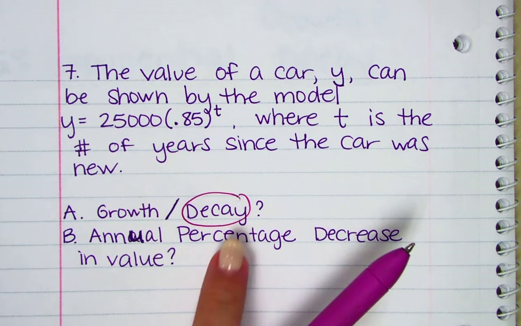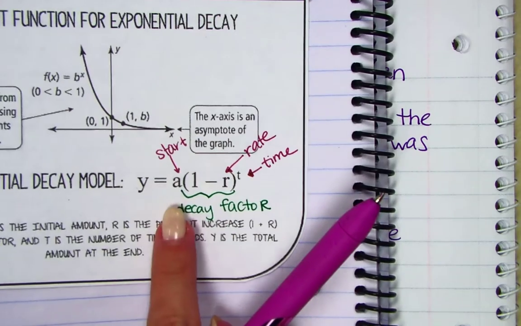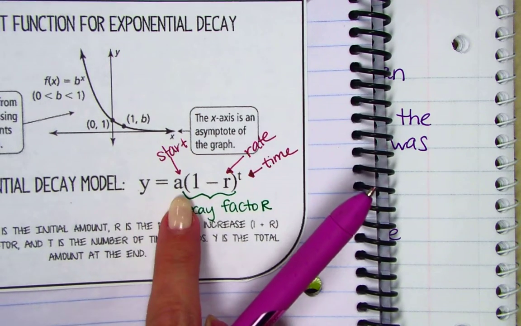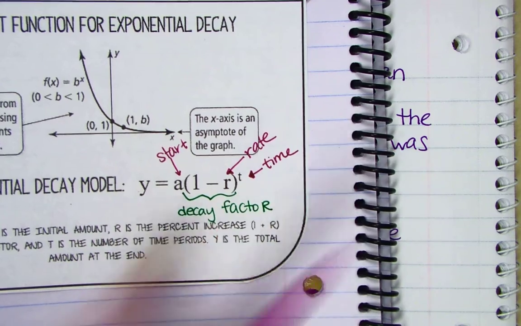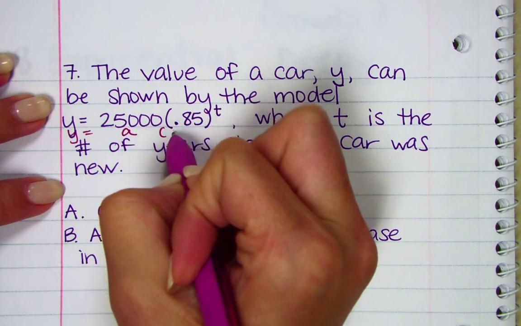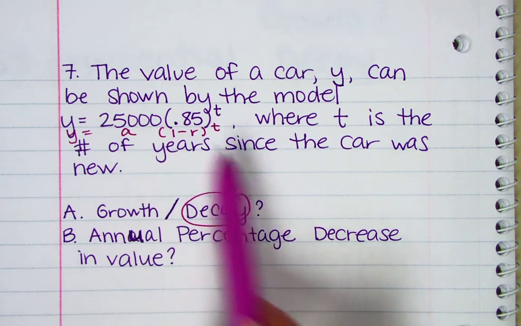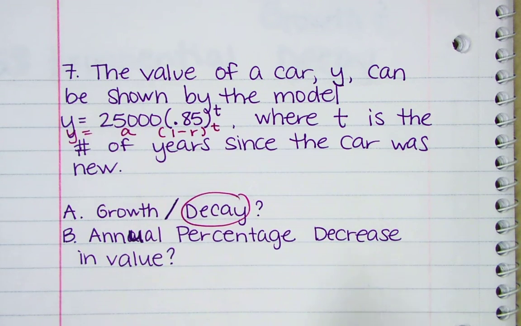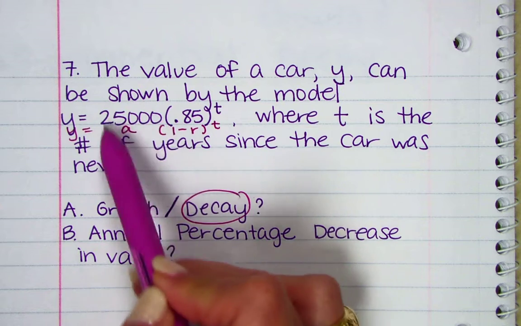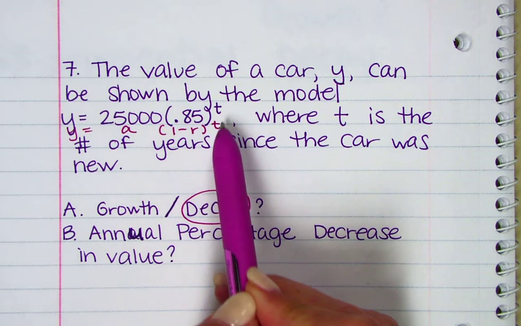We determined that this is decay, and since we know that it's decay, I'm going to flip back to the first page we put in here and look at my decay equation. It's Y equals A times 1 minus R to the T power. I'm just going to write that here: Y equals A times (1 minus R) to the T power. I'm just labeling my equation. You can rewrite it if you don't have enough space. Where Y is Y, A is 25,000, the 1 minus the rate is 0.85, and T is still T.